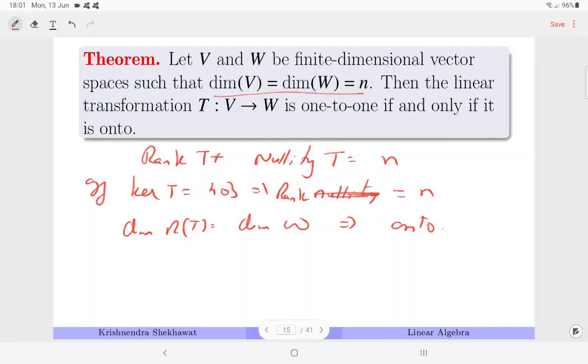It also gives us a very important information that if dimensions of V and W are not equal, then T cannot be both 1-1 and onto. One of them is possible but not both. Again directly follows from the rank nullity theorem.